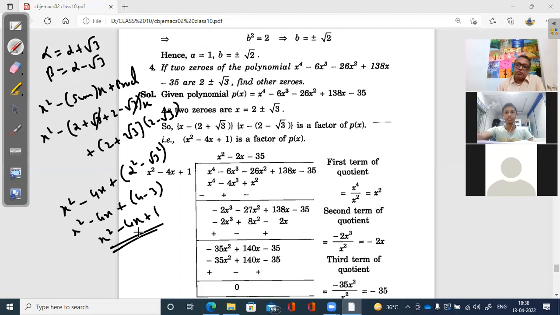Now once you get the quadratic polynomial, to find the other factors, what do you have to do? You have to divide the original question by this. You're going to divide x4 minus 6x cube minus 26x square plus 138x minus 35 by x square minus 4x plus 1. And the remainder has to come 0 because it's a factor, since alpha and beta are zeros. So this is the long division process. So I'm going to explain that.